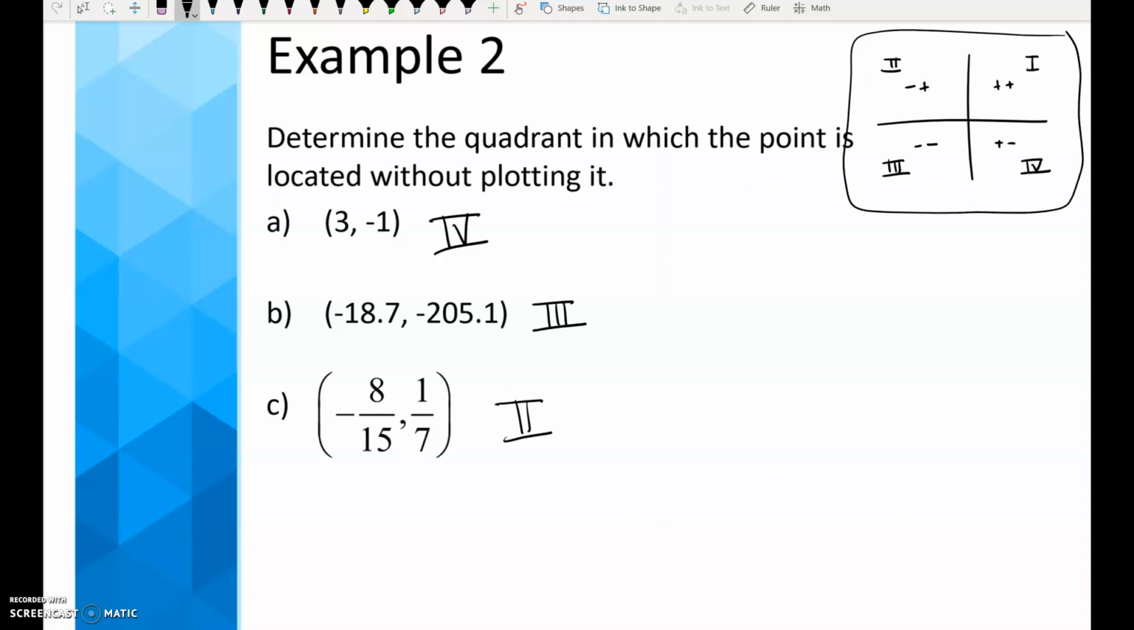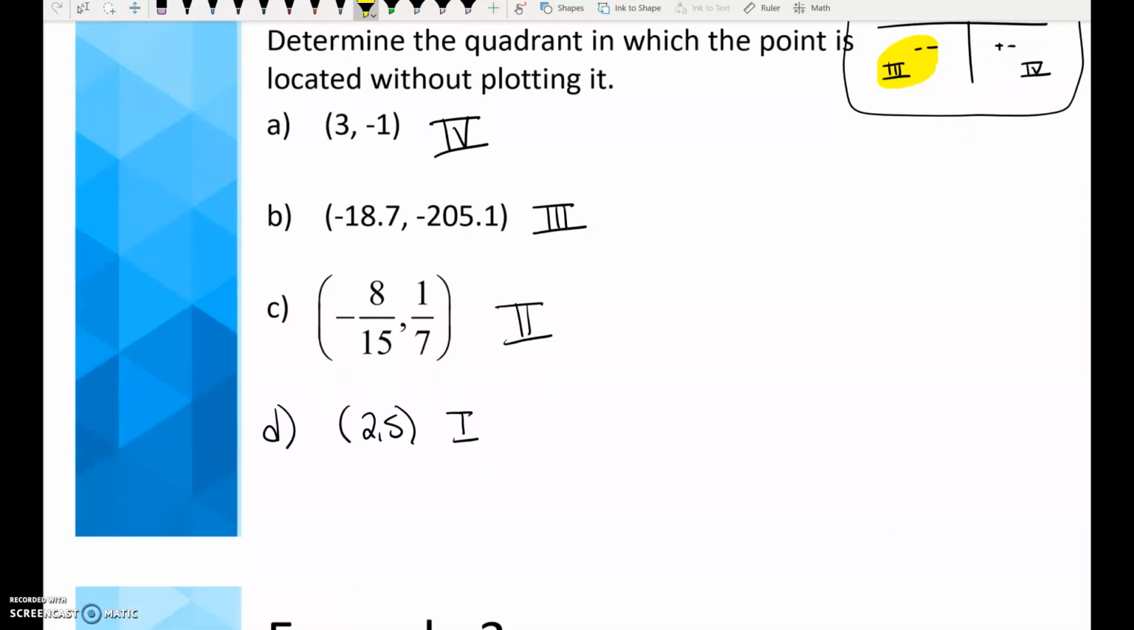The only ones that you should definitely know, like if I said D, the point 2, 5. Positive, positive, we know that's quadrant 1. The other one that should be pretty easy is quadrant 3. If you see negative, negative, you know that's quadrant 3. So I would expect you to memorize quadrant 1 and quadrant 3. For quadrant 2 and quadrant 4, you may have to look at the picture to remind you when is it 2, when is it 4.